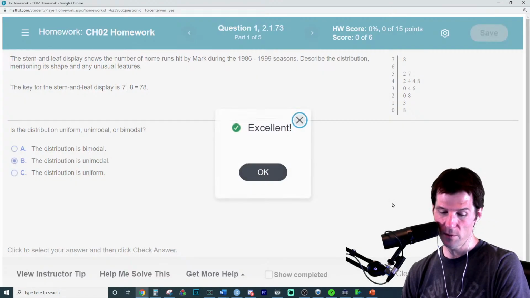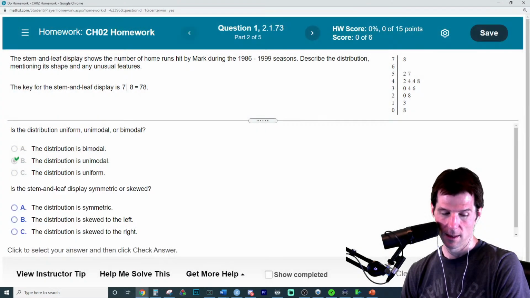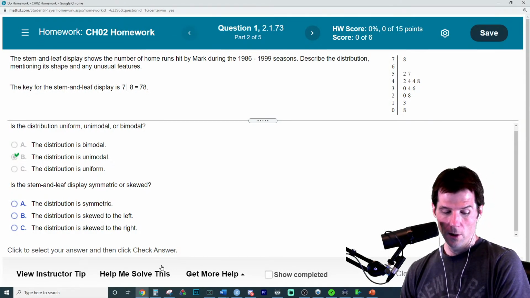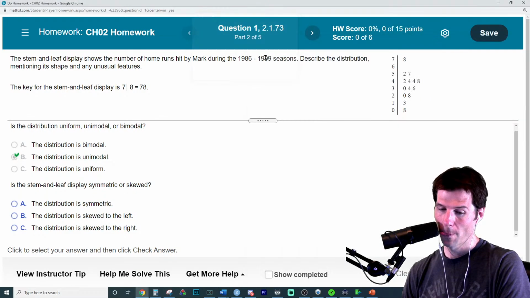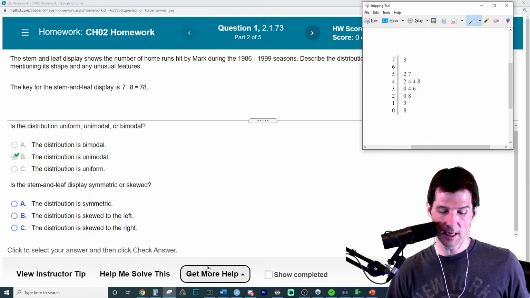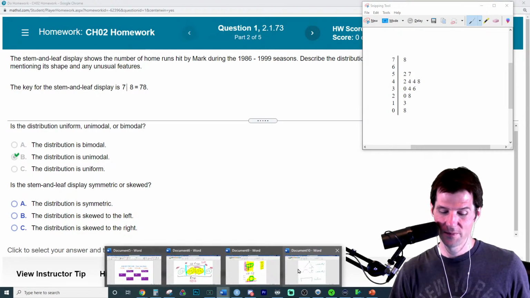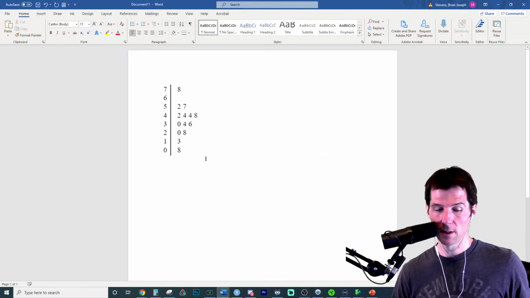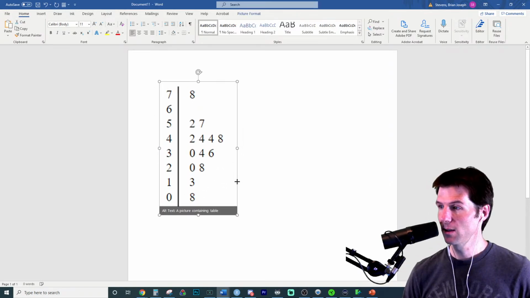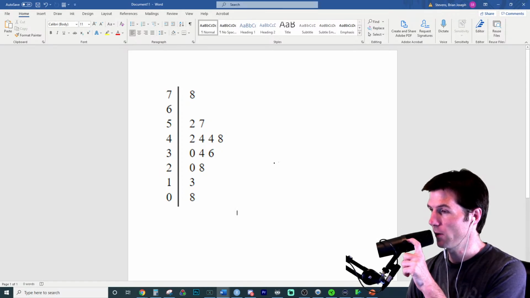So this is unimodal. Final check. Got it. And is it symmetric, left skew, or right skew? Whew. This is a tricky one. Now, what is our saying? Right to the high, left to the low, whatever way the tail goes.